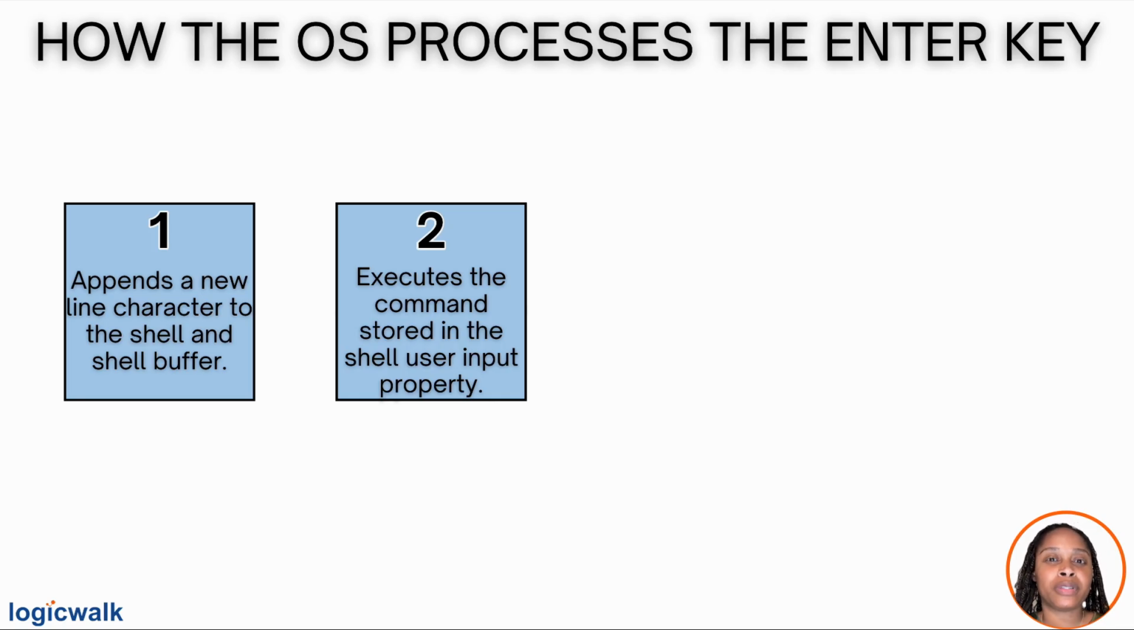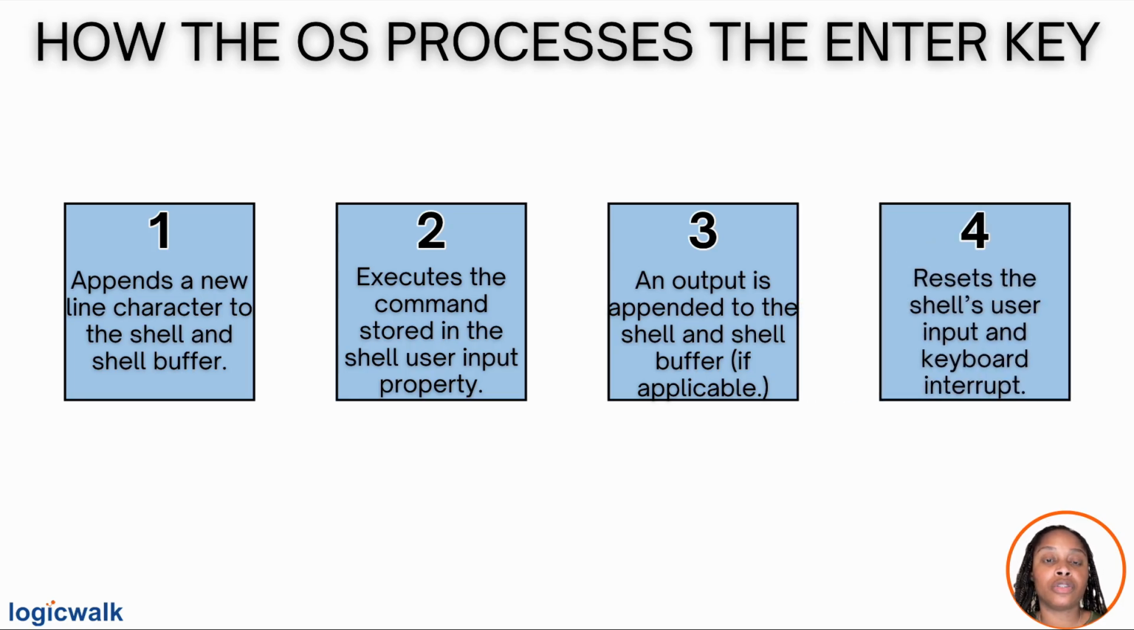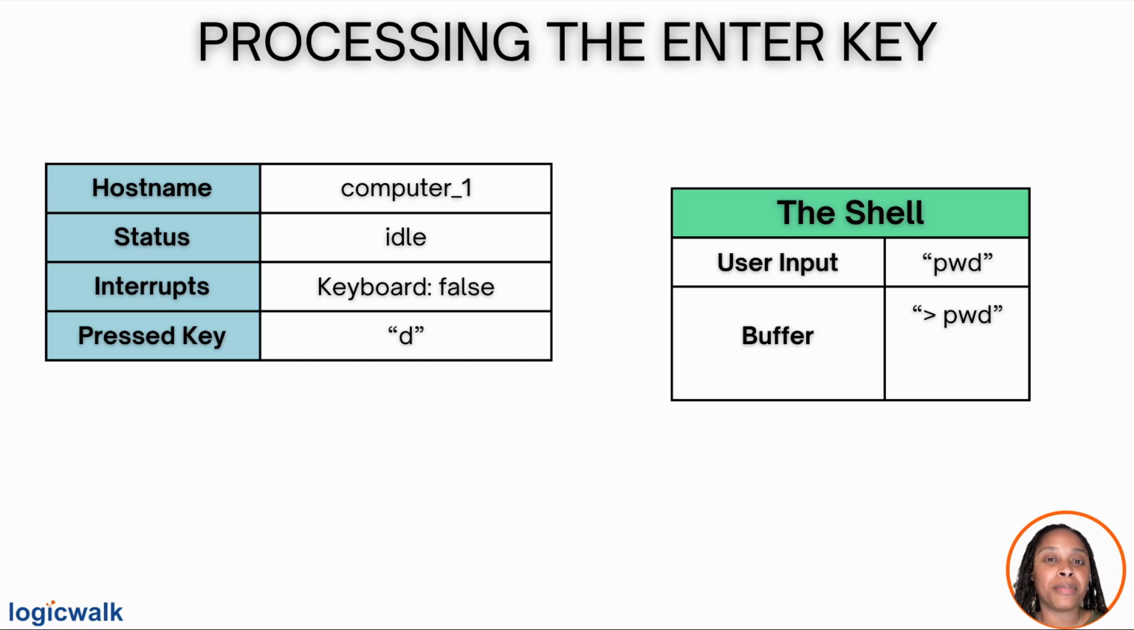If the command produces an output, that output is appended to the shell and copied to the shell buffer. Finally, it resets the shell's user input to an empty string and resets the keyboard interrupt to false. The final state of the Logic Walk OS is now the following. The host name and the status remain computer 1 and idle respectively. The keyboard interrupt is false, the pressed key is enter.